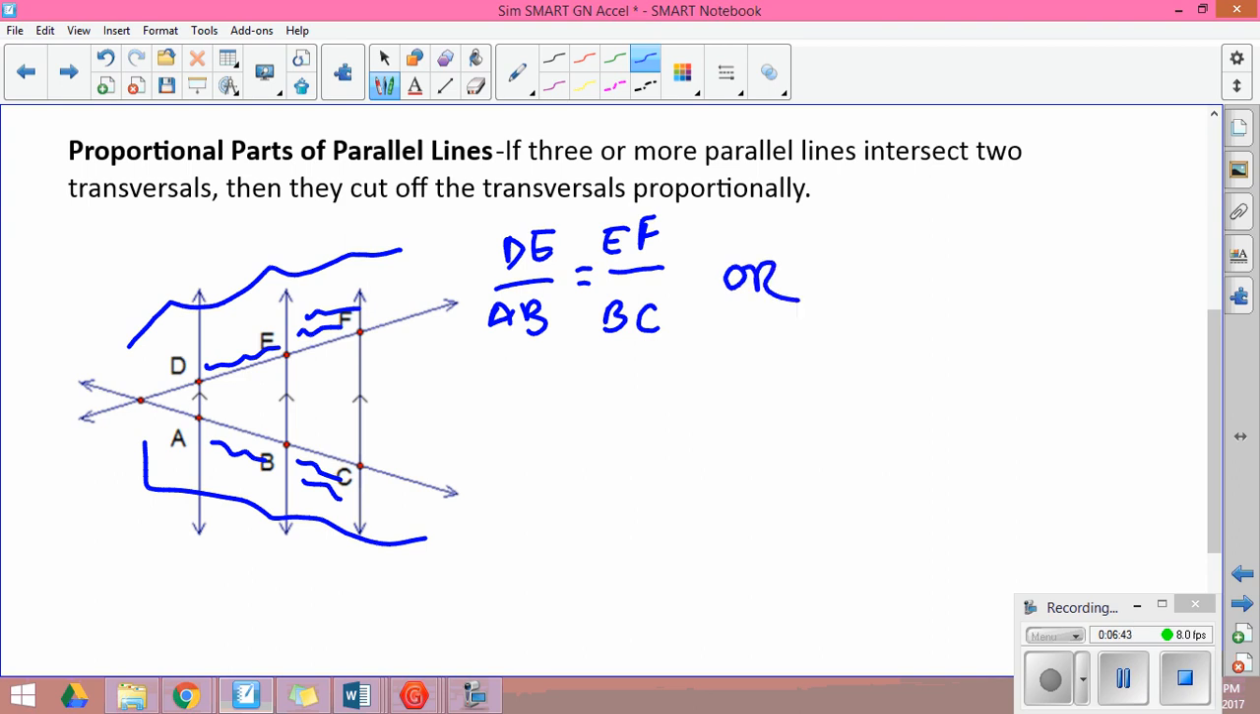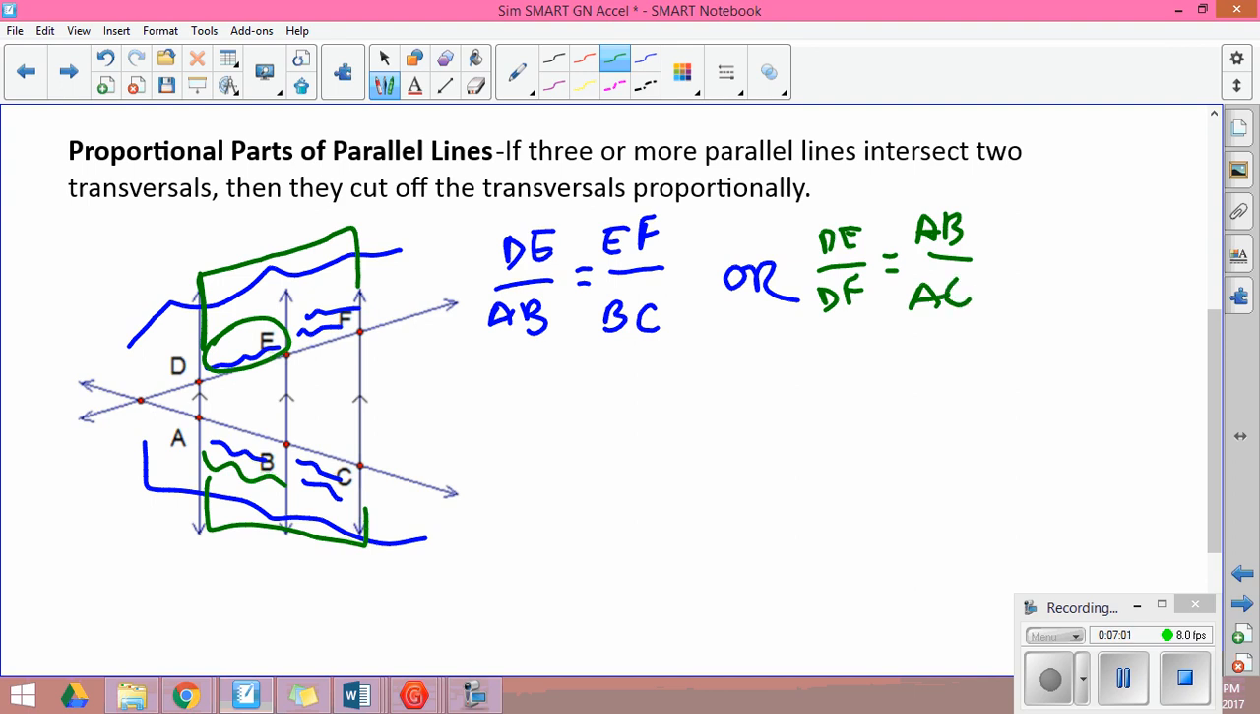Or I can go ahead and use the entire thing and one of the pieces. So I could talk about DE compared to DF would be at the same proportion as AB is to AC, a part to a whole, a piece to a longer piece, but again, everything is being compared fairly. Here, I kept the sides in the numerator. Here, I kept the sides in the same fraction. Again, when you cross multiply, it ends up the same.